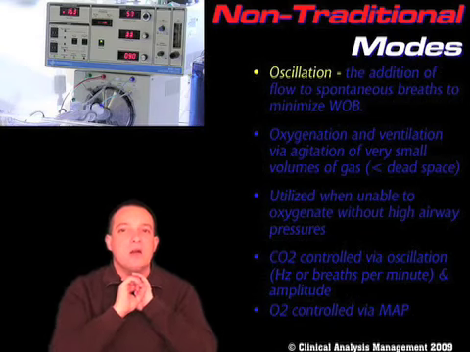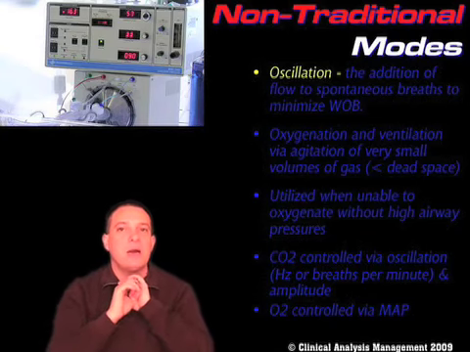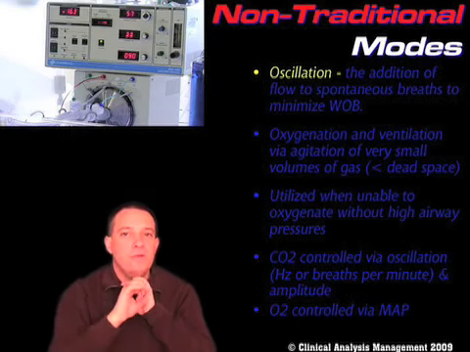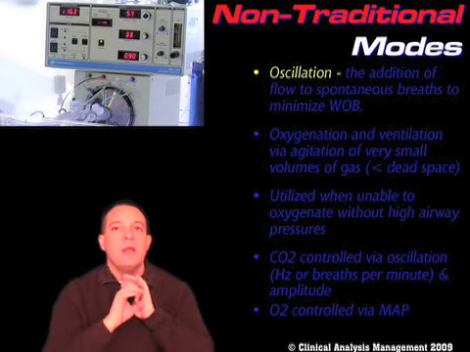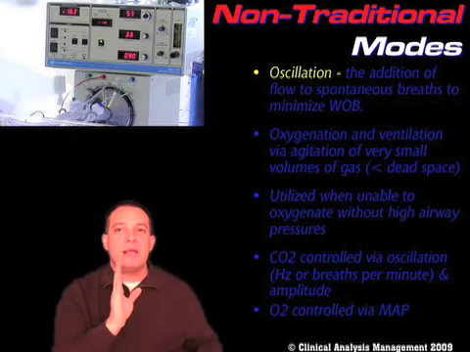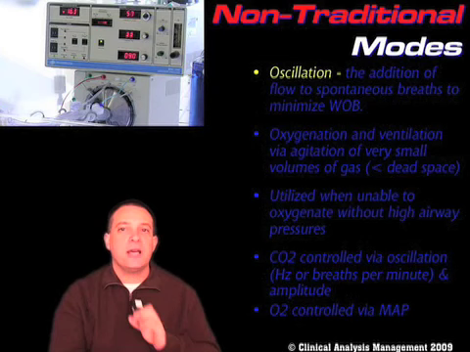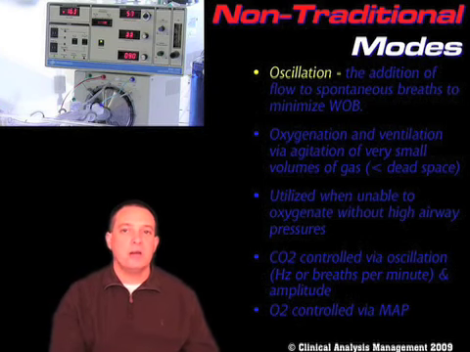And with the oscillator, not only are we blowing air in, we're sucking air out. There's actually a piston that's moving air back and forth in and out. And that movement of air in and out actually occurs at least once per second. So the very slowest that we could set an oscillator at is what we call 60 hertz. A hertz is how many breaths are in a second.